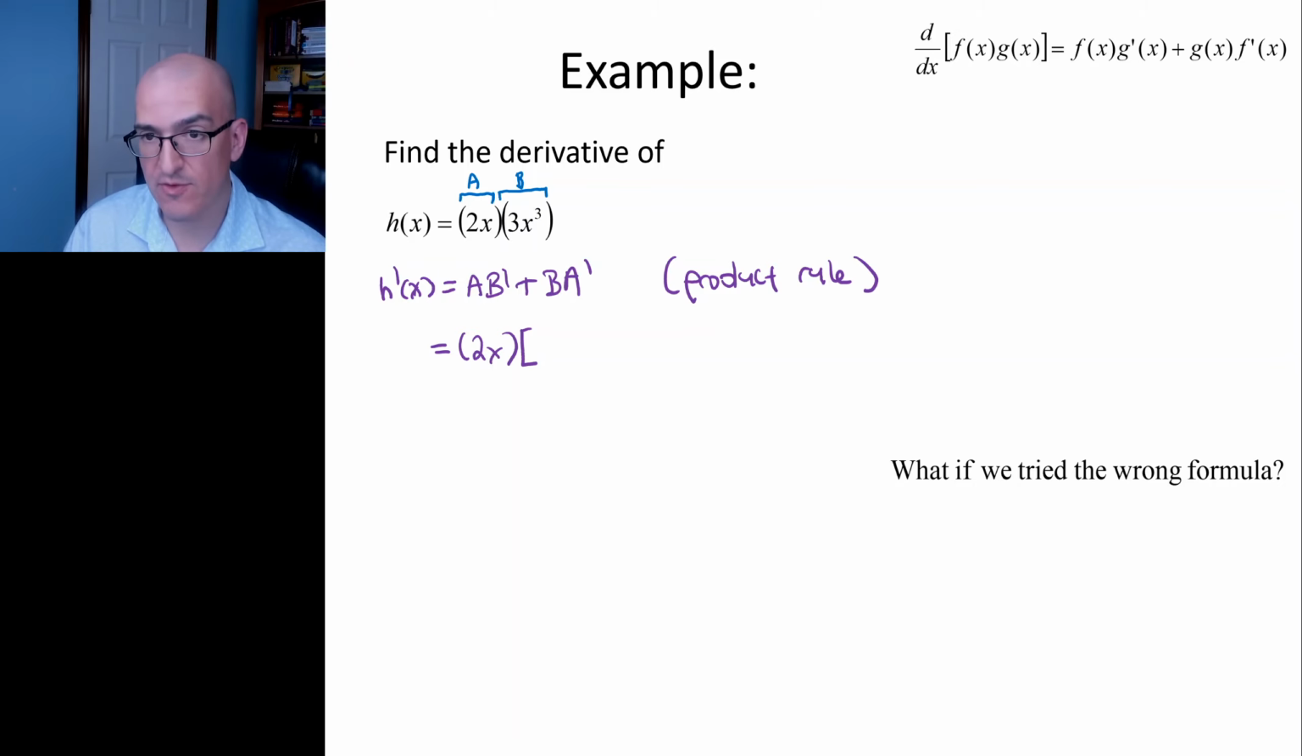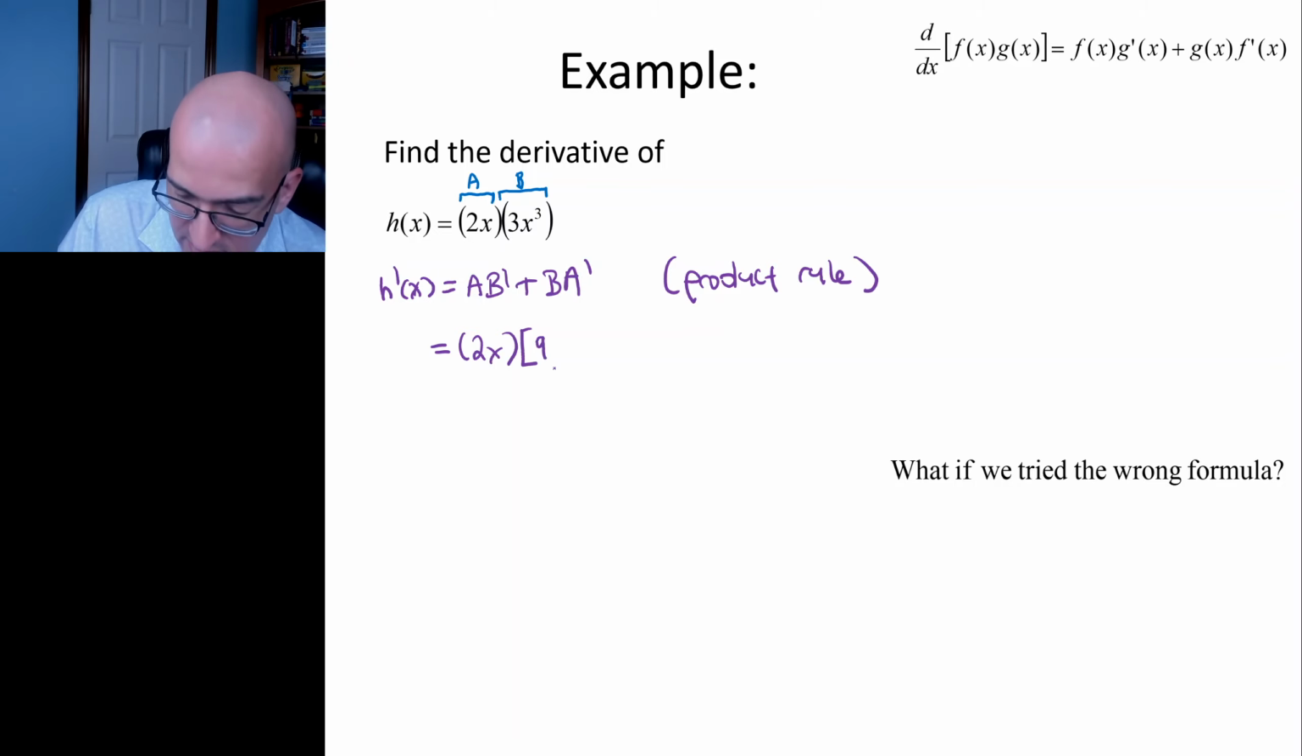It's the derivative of 3x to the power of 3. The power comes down, multiplies by the number that's already in front. So 3 times 3, 9. And the power gets reduced by 1, so 9x squared. That's a times b prime.